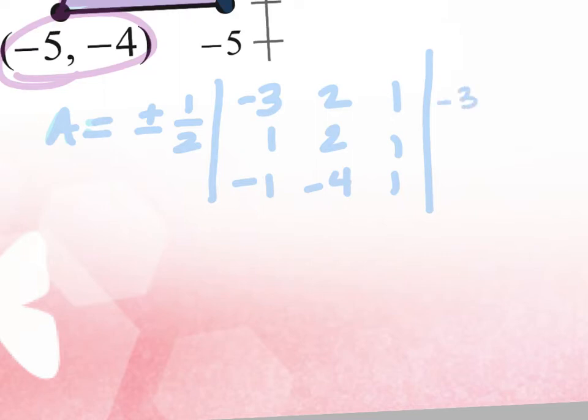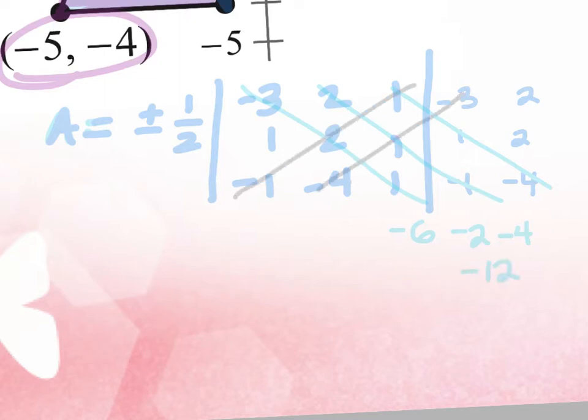So I would repeat the first two columns. And then diagonals, top left, bottom right first. -3 times 2 is -6, times 1 is -6. 2 times 1 is 2, times -1 is -2. 1 times 1 is 1, times -4 is -4. -8 minus 4, which is -12.